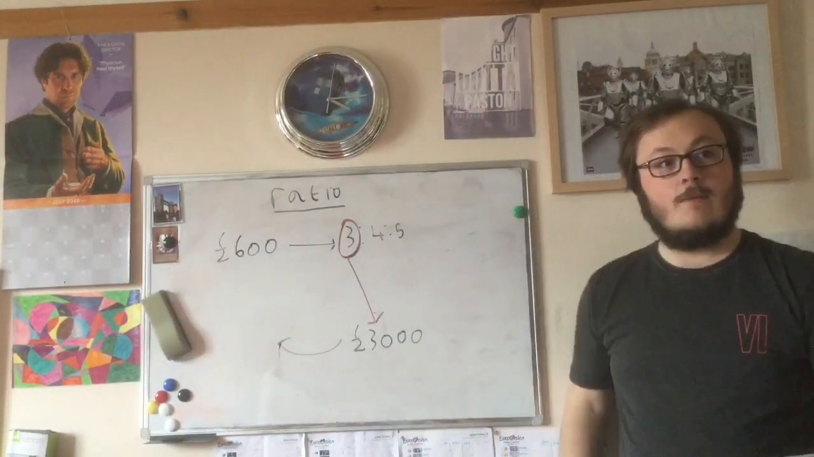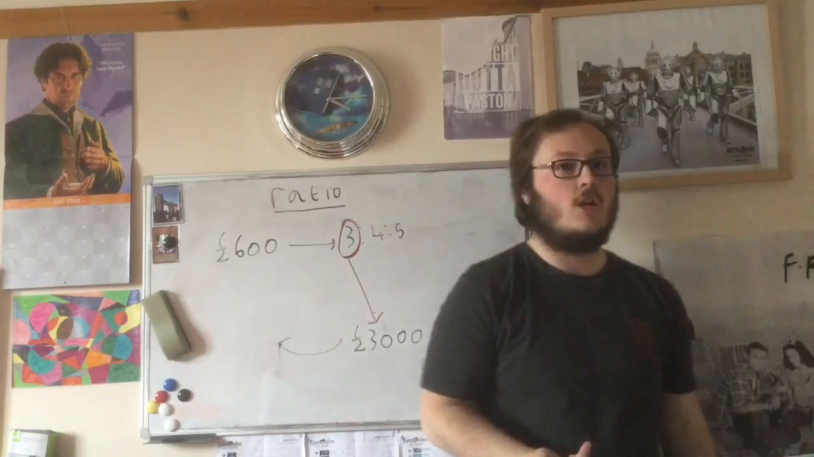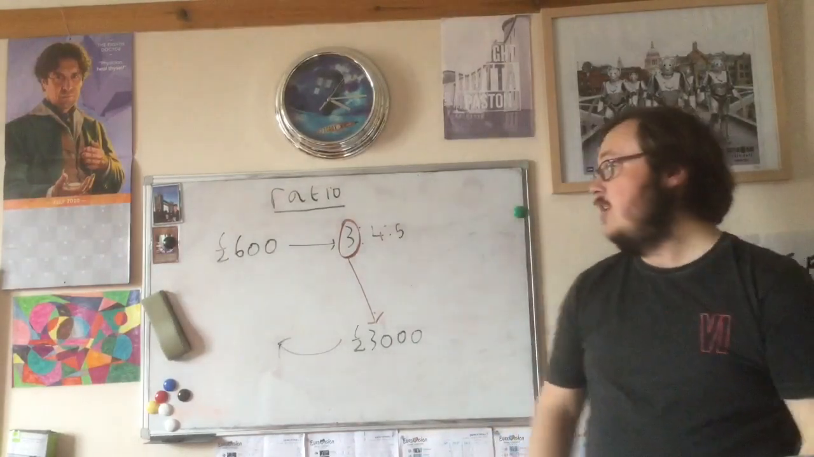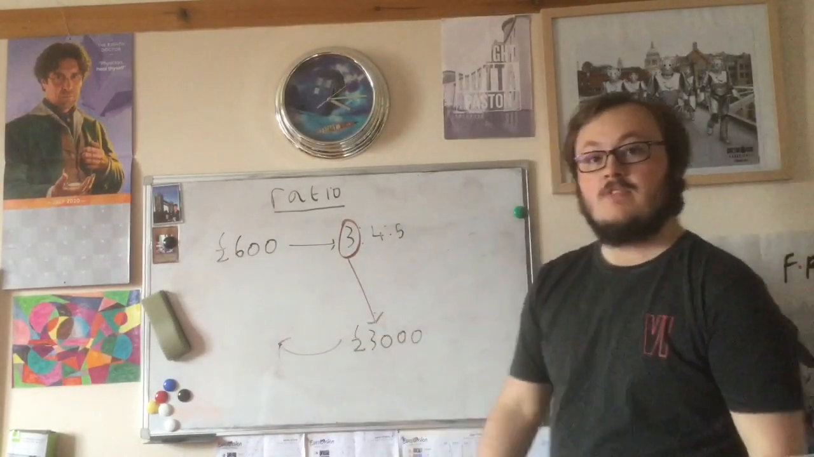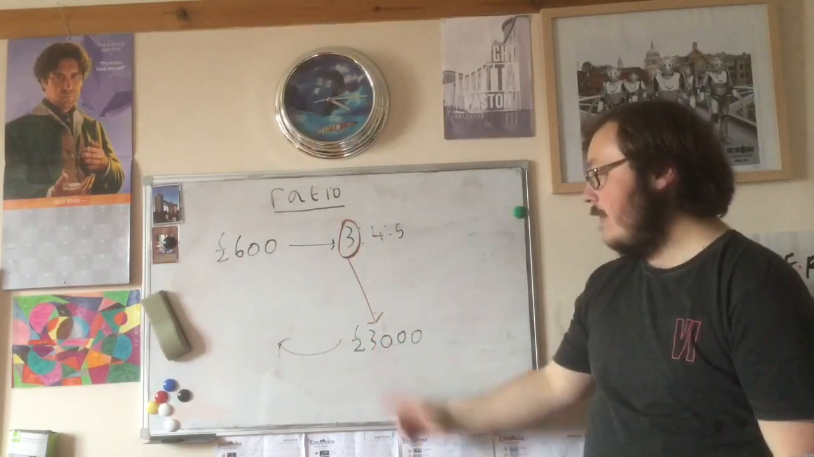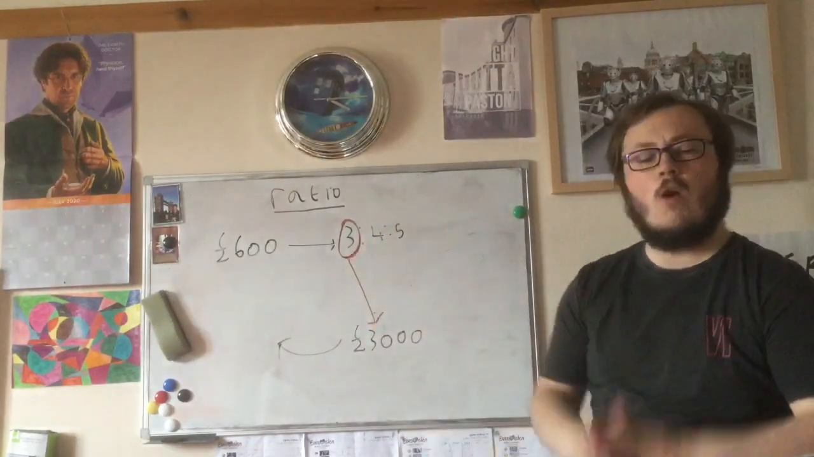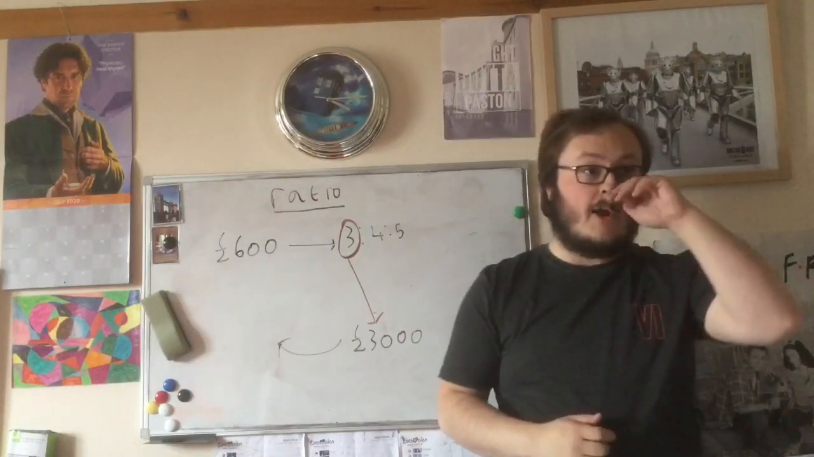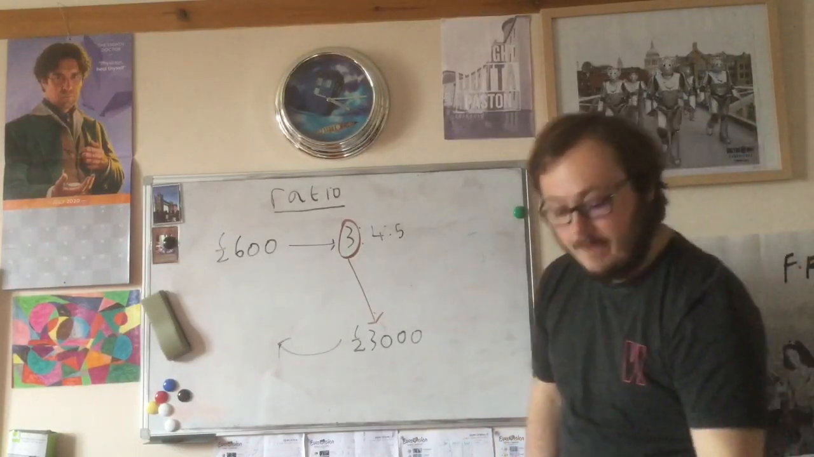Now yesterday we were looking into more depth into ratios and I set you the challenge to share £600 into the ratio 3 to 4 to 5, and then if 3,000 represented the 3, what would the rest look like as a ratio? So let's get into the first part.